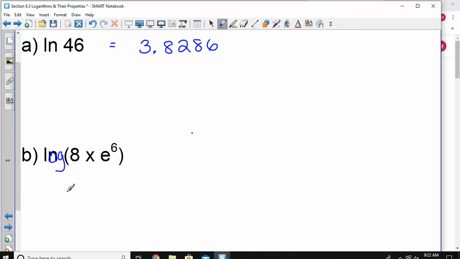The second one, I changed that. I want log, so I just want you to use the other button. So log of 8 times e to the 6th power. So let's just make sure we can plug that in. Round to 4 decimal places. Should get 3.508.